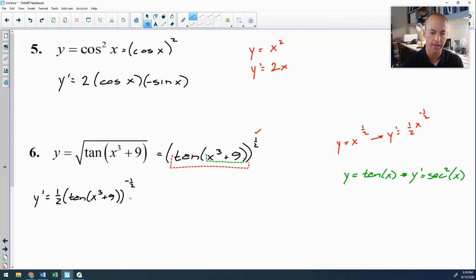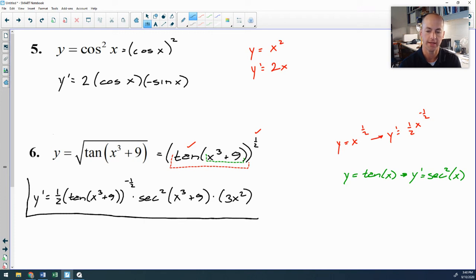So now I'm going to multiply. I've done the stuff to the 1/2. I'm going to multiply by the derivative of tangent, which is secant squared, and I will leave the x cubed plus 9 alone, and we slowly peel our way in, slowly working our way in. We did the 1/2 power, then we did the tangent. I still have not done the derivative of the x cubed plus 9. So I differentiated the tangent. Now the derivative of x cubed plus 9 is 3x squared. So I'll multiply that at the very end. And finally, I have my answer, as ugly as that is, and I definitely don't feel like trying to clean that up. And we are done with number 6.